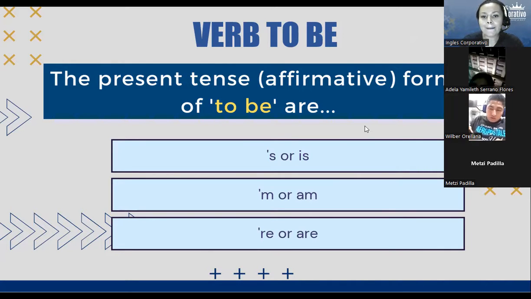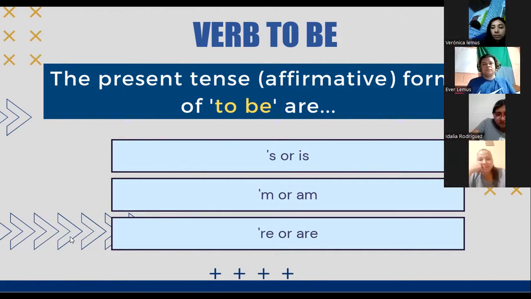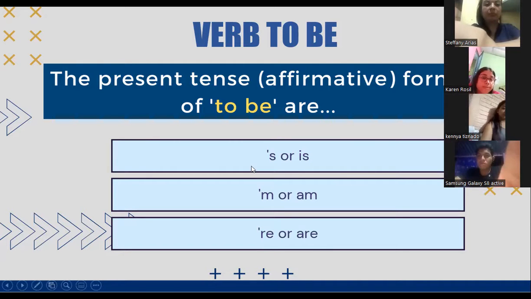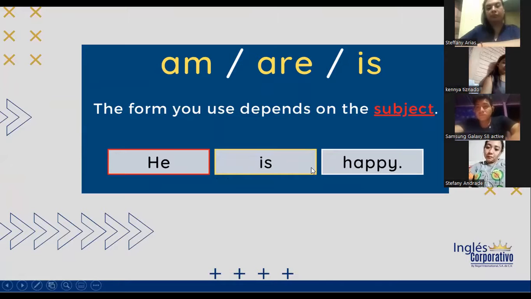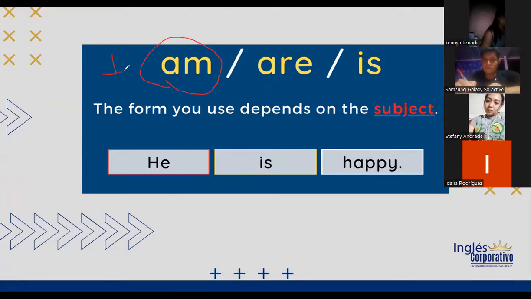Let me know if you finish copying. I see several are copying. Okay. Now, when do we use the verb to be? When will we use it? The verb to be depends on the subject. Am, I'll underline it here, we use for our subject I, which means yo.